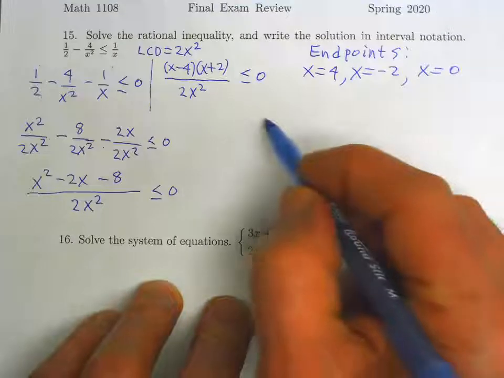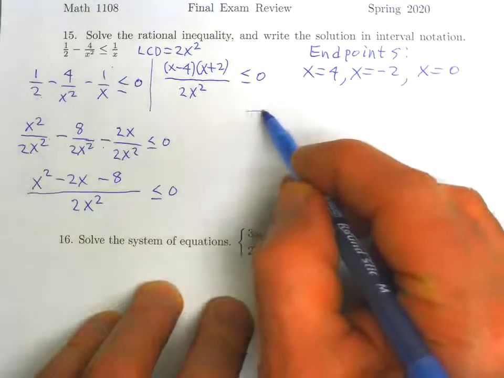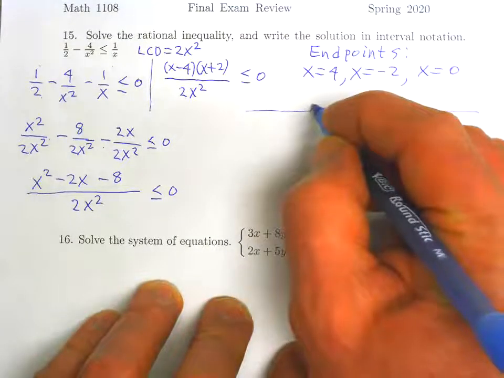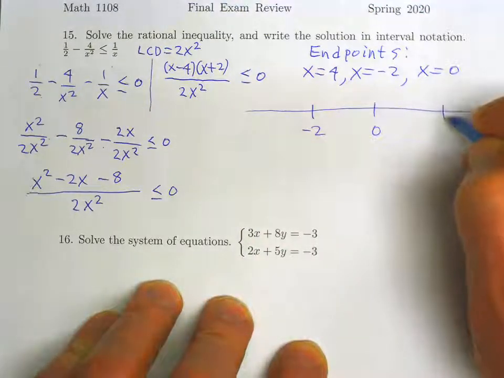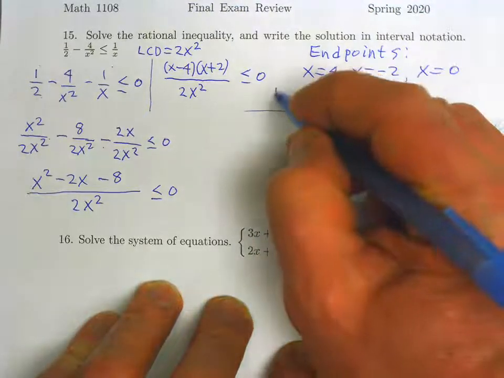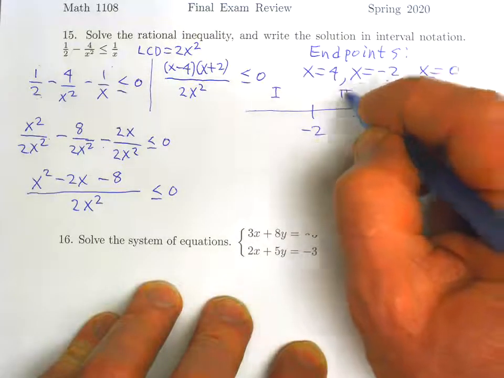Okay, so we plot those endpoints. Negative 2 is to the left of 0, which is to the left of 4. And so we have 4 intervals to test.